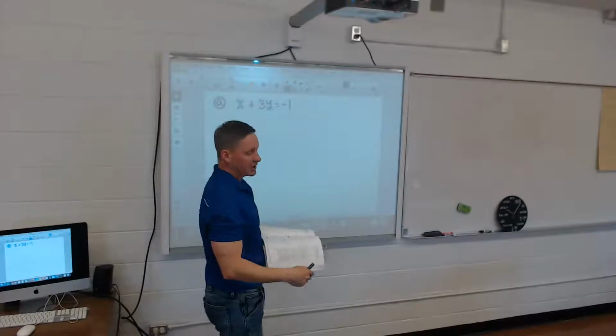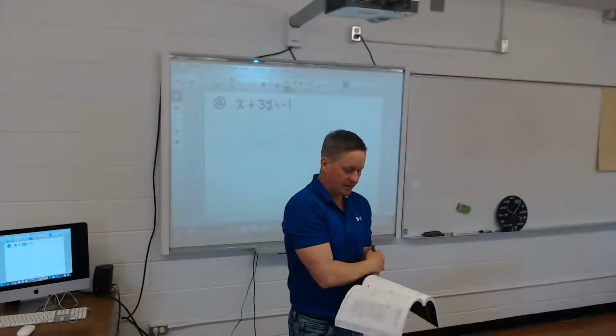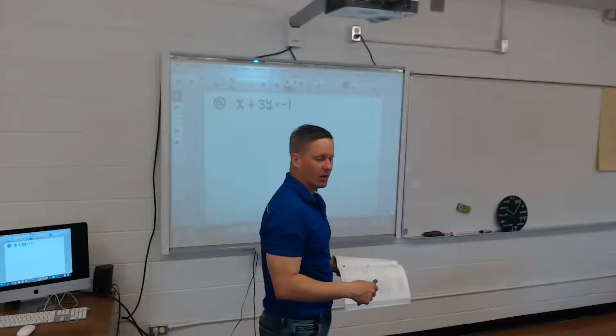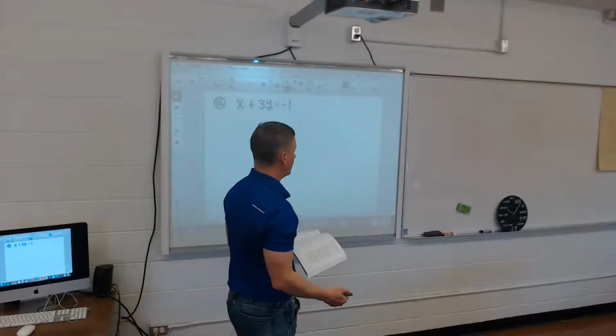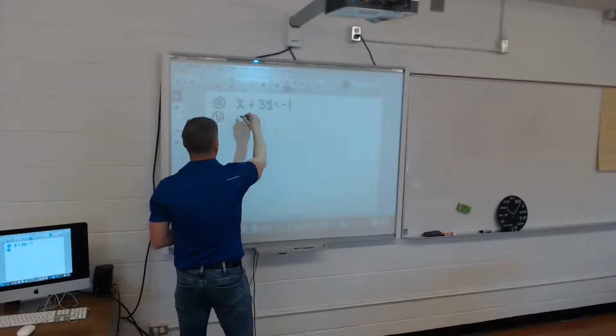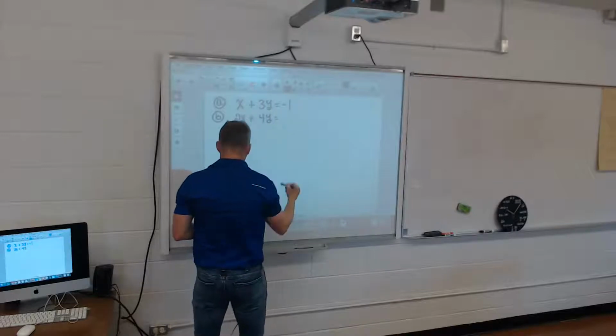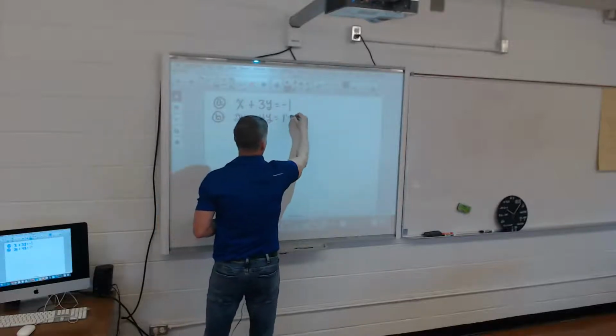All right, so the first thing that we need to do is it asks you to put it into ax plus by equals c form. So I'm going to do that as I'm writing out the question. So b is going to be 2x plus 4y equals, and I'm going to add 12 to the other side.